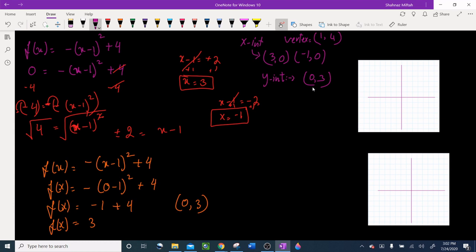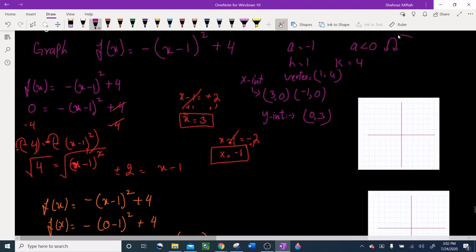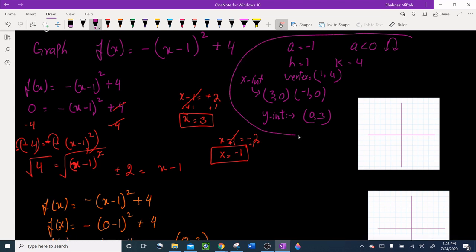All I have to do now is plot the points and see how my parabola looks. So let's see. This is all the information that we have, and I'm going to plot the points. It's a concave down parabola, we know that. What is the vertex? 1 and 4. So this is 1, and 4 is my y value, 1, 2, 3, 4. So my point goes right there.